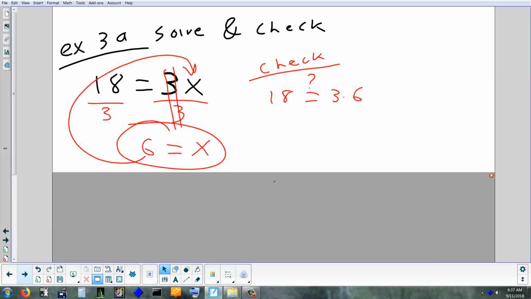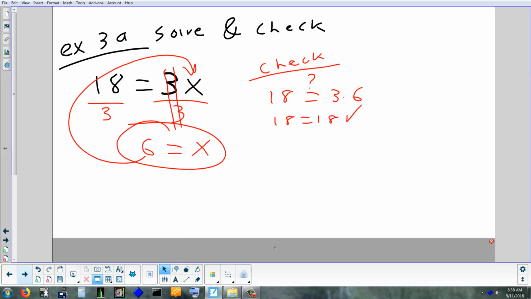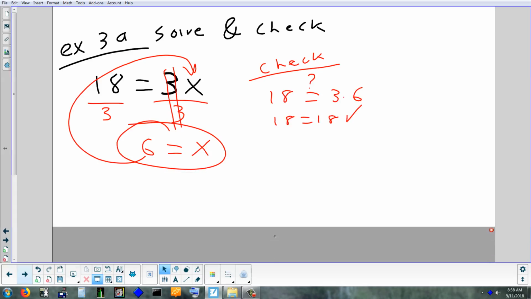If it is, then we did it right. If it's not, then we've got to fix it. We've got to go back. Yep, it would be right. Yeah, 3 times 6 is 18. 18 equals 18. We're good. Okay, any questions?